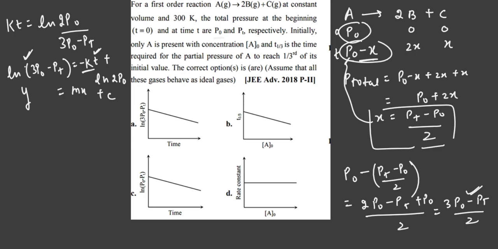But one more thing: because it is given in this question that it is a first order reaction, and you know that in a first order reaction the rate constant formula is 0.693 upon T half, that means in a first order reaction the rate constant is independent of the concentration of reactants as well. So in this question the first correct option is A because of the graph between ln(3P naught minus PT) versus time, and the second correct option is D. So there are two correct options, A and D, both of them are correct.